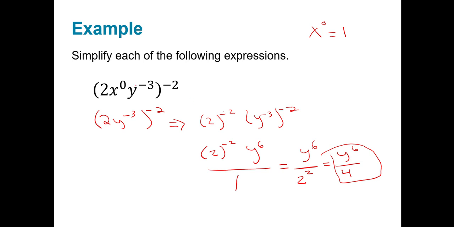So the first thing I did was use the rule that anything raised to the 0 is just 1. Then I rewrote my problem. Then I did the power rule, so I gave the 2 raised to the negative 2, and the y to the negative 3 raised to the negative 2. Then I did my power to a power, where I multiply negative 3 times negative 2, which gives me y to the 6. And then I need to make my exponent positive here, so I moved it to the bottom.